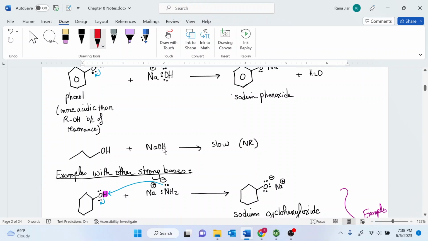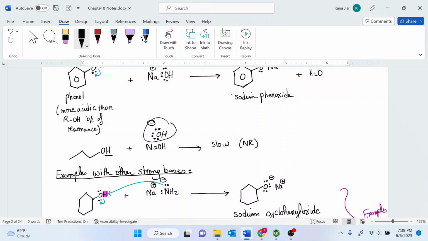But OH minus is considered to be weaker to take that weak acidic hydrogen in there. So OH minus, compared to the other bases, is a weak base. So that base is not enough in strength to come and take that weak acidic hydrogen.